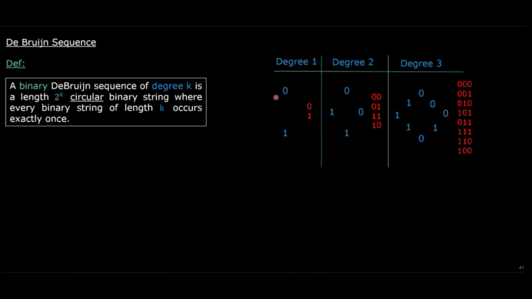De Bruijn's code. So the de Bruijn sequence is a binary sequence. The de Bruijn sequence of degree k is a length 2^k circular binary string. So that's the definition, where every binary string of length k occurs exactly once. So what does this mean?